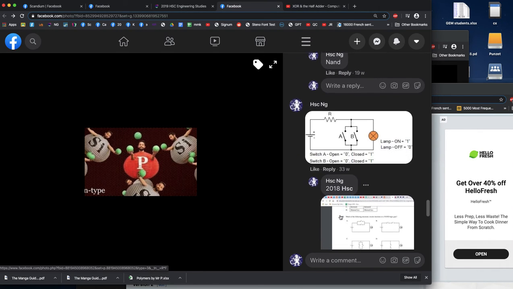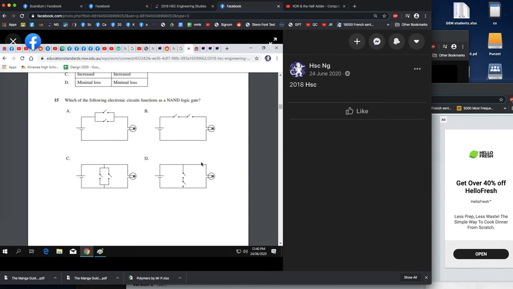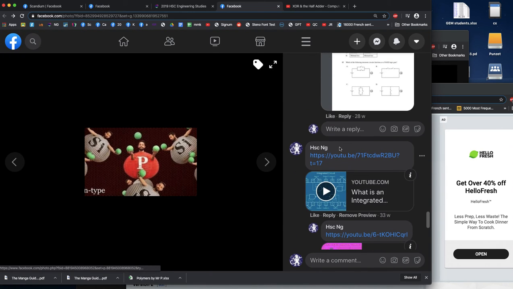And this one here is a NOR gate. The reason I have that is because in 2018 there was a question that asked you to identify which one is the NAND gate. So the answer would be this one. I thought that was a bit of a tough question, so that's why I respond a lot to HSC questions.